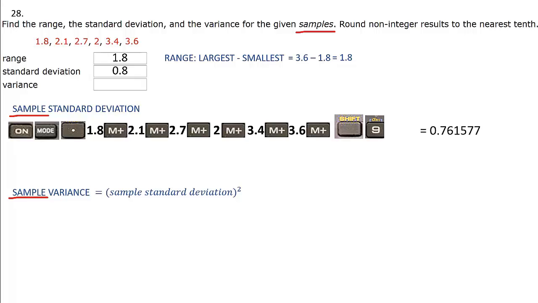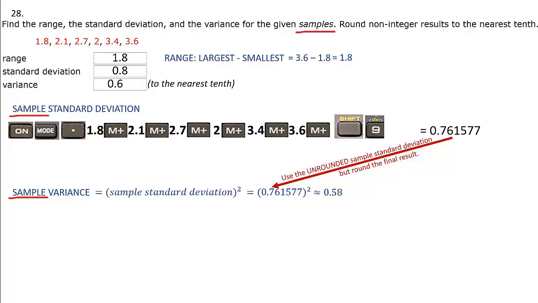The variance, in this case a sample variance, is just the square of the sample standard deviation, but you want to use the unrounded version, not the rounded version. So you want to square 0.761577 and then round it, and it comes out to about 0.58, and if you do it to the nearest tenth, that would go up to 0.6.